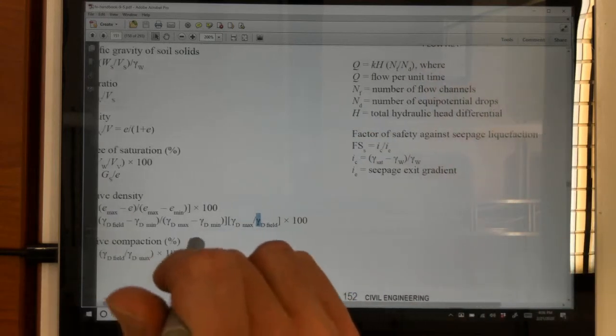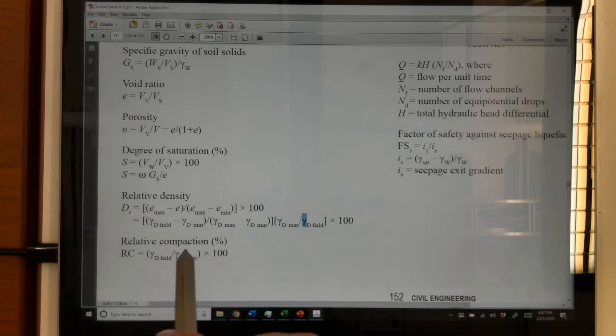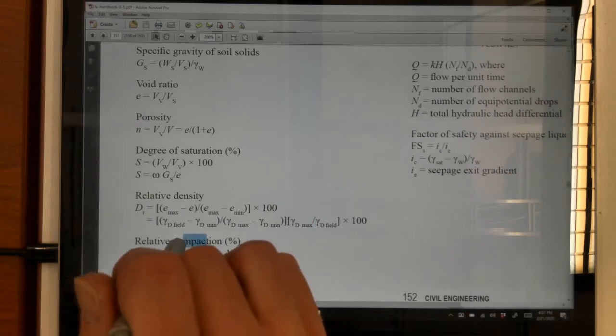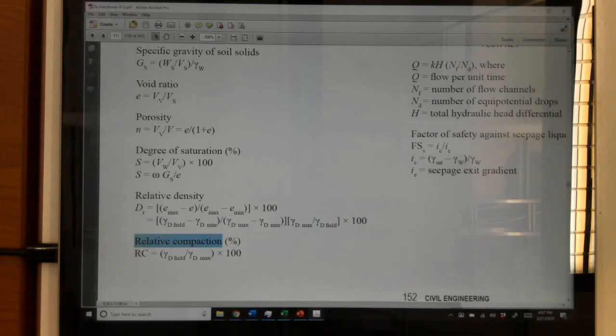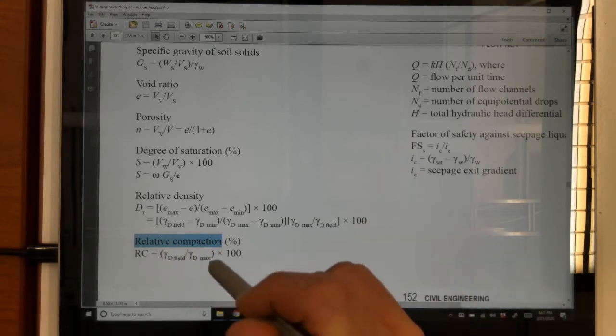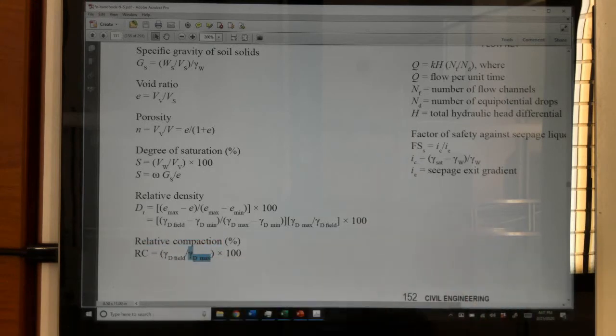In class, we would have also talked about that relative compaction is not relative density. Relative compaction is a case where we have information about a Proctor test and we're trying to compare how our compacted layer resulted as it compares to that Proctor test information. So the Proctor test information is the max dry unit weight, gamma dry max, compared to the dry unit weight in the field.